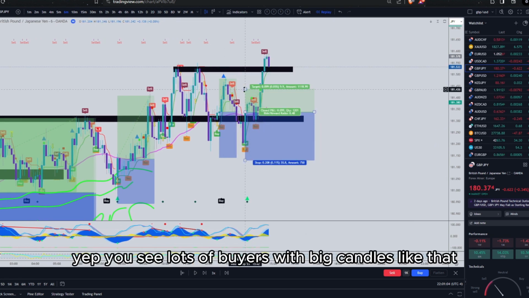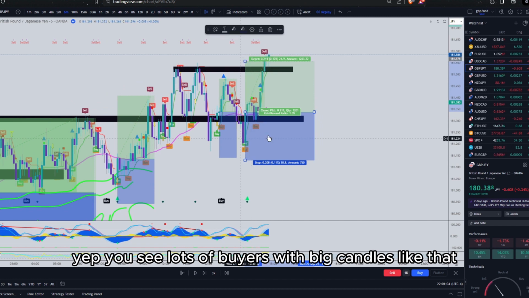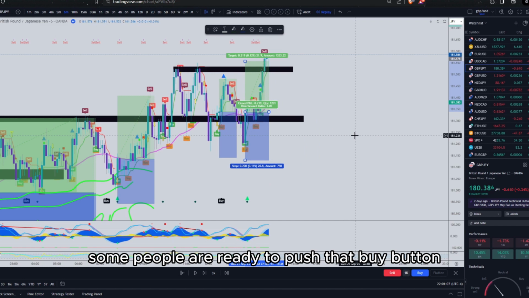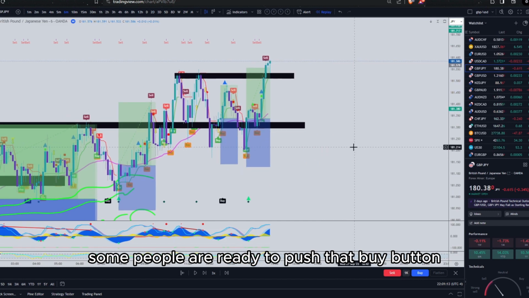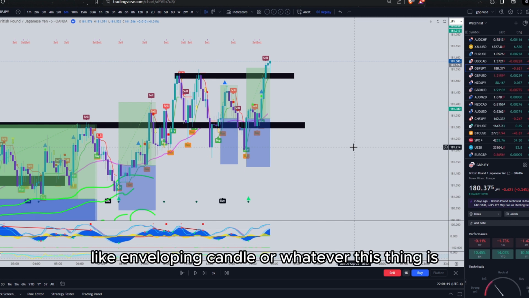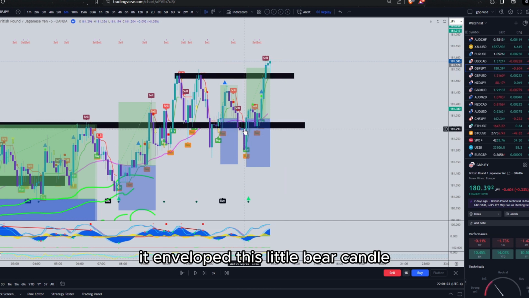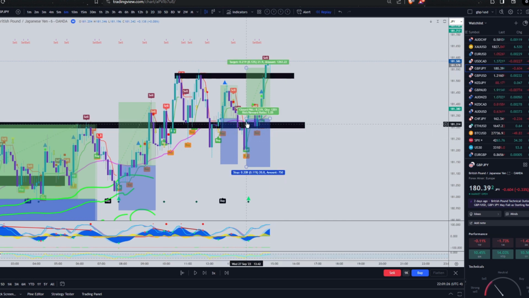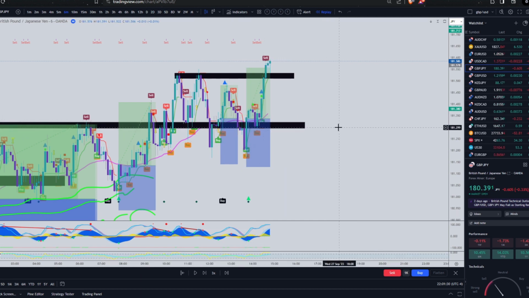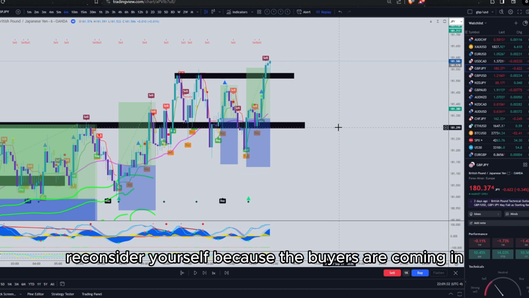Yep, you see lots of buyers with big candles like that. That just tells you that some people are ready to push that buy button instead of that sell button. And so that enveloping candle, or whatever this thing is, enveloped this little bear candle, which means it just says you should probably reconsider your sell because the buyers are coming in.